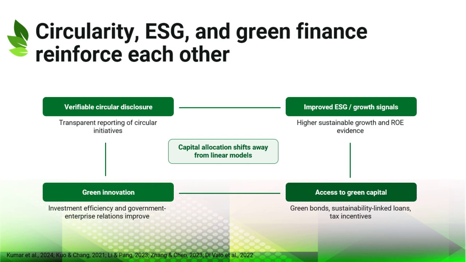Circularity can also improve access to capital when it is transparent and verifiable. Investors and lenders increasingly look for evidence that companies can manage environmental risk and build sustainable growth. Clear circular disclosure can strengthen ESG and growth signals. Green bonds, sustainability-linked loans, subsidies, and tax incentives can then help finance projects with high upfront cost and long payback periods. Green innovation may also improve investment efficiency and relationships with public institutions.